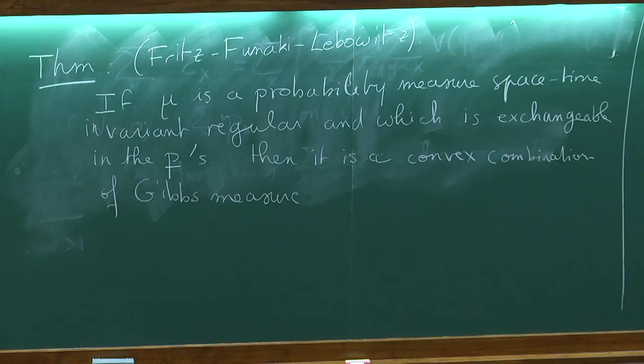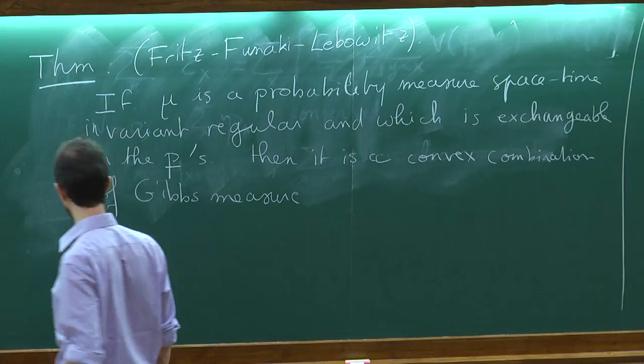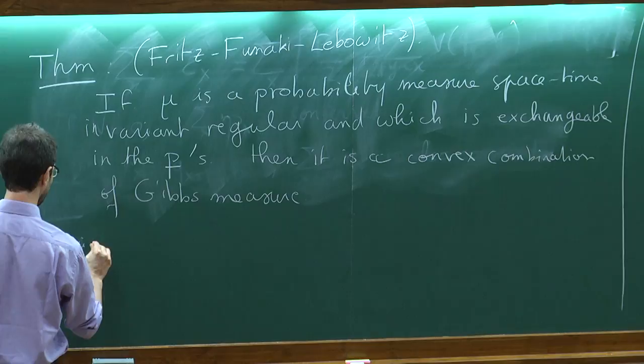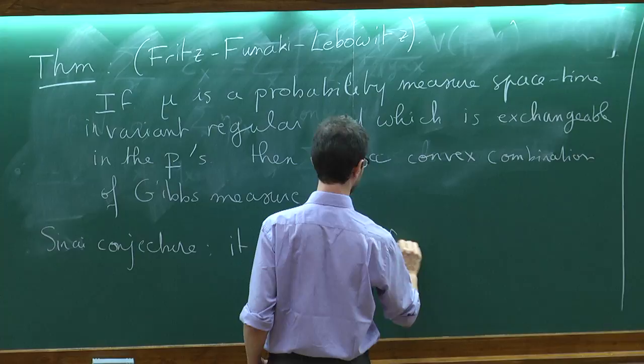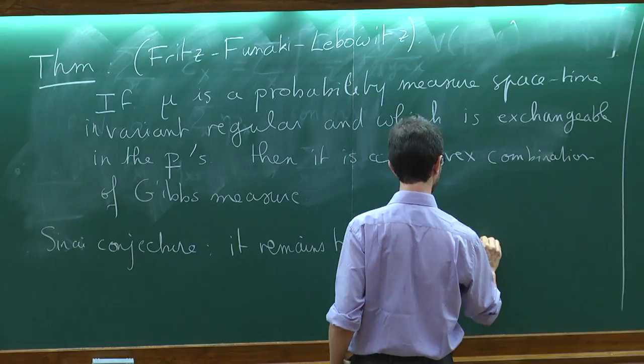So this theorem, it is a real theorem. They can prove, in this sense, some weaker form of this ergodicity result. But they were able to show that. And I think that there is some Sinai's conjecture, which is that it remains true if it is exchangeable only for one site, say 0, for example.